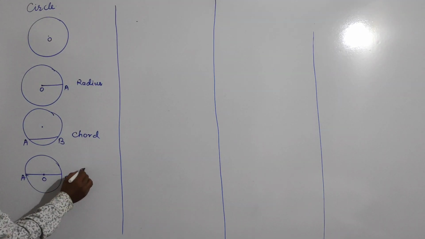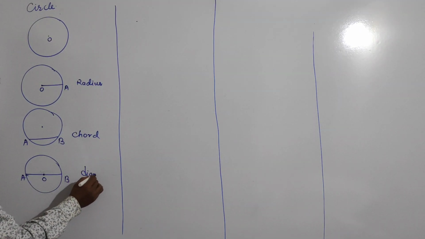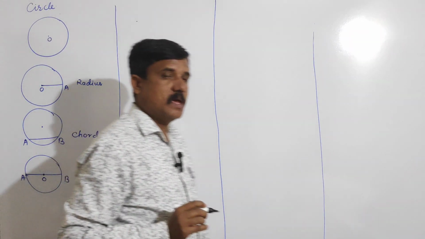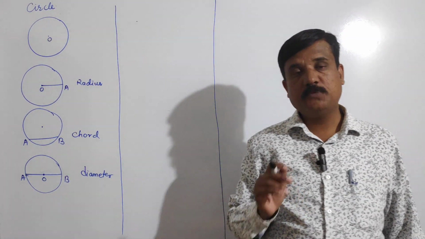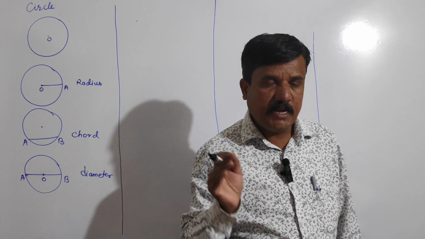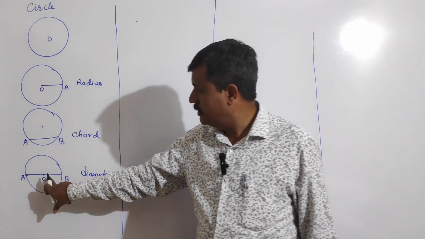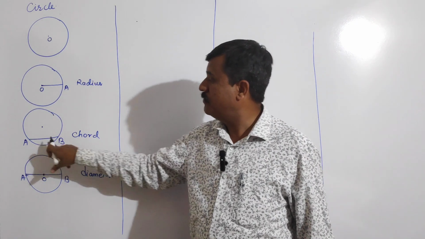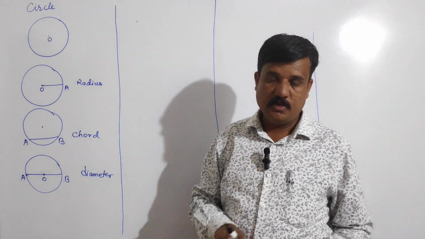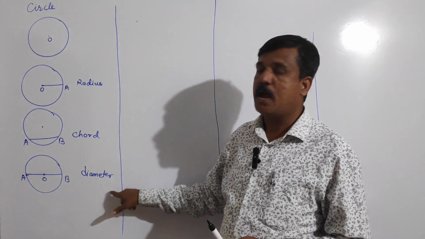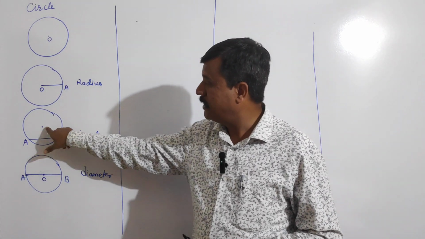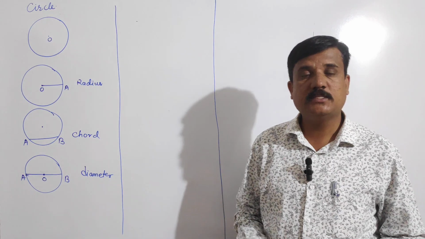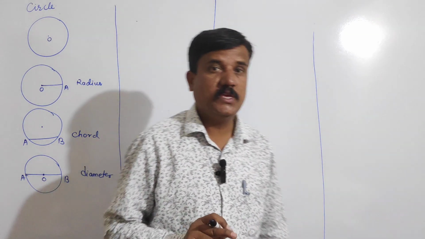So this is your diameter. What is the diameter? The line segment which passes through the center of the circle. And what is a chord? The line segment which does not contain the center. That is the difference between chord and diameter. The chord does not contain the center, whereas the diameter contains the center. So the diameter is the longest chord of the circle.